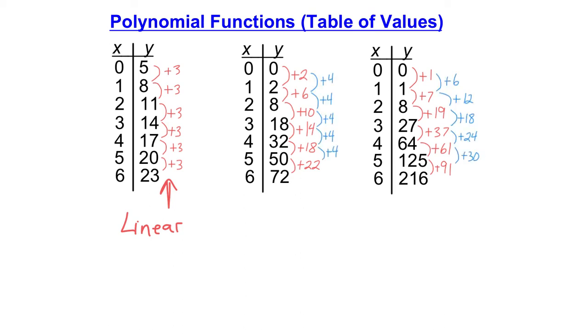The way I calculate second differences is the same as I did with first differences, except I use these numbers. So from 2 to 6, I'm going up 4. From 6 to 10, I'm going up 4, etc. From 1 to 7, I'm going up 6, up 12 to get to 19, up 18, etc. If the second differences are all constant, like they are in this one, then I can conclude this is a quadratic function.